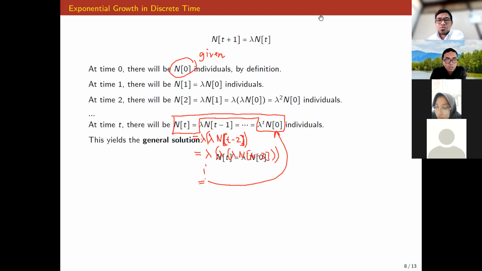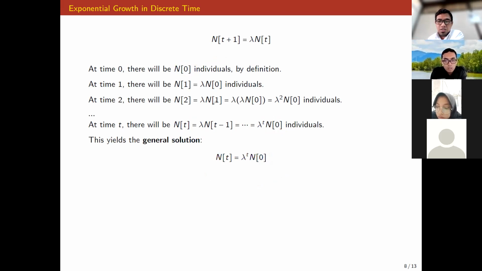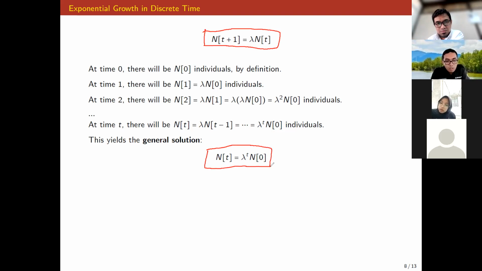Okay, I have to delete this again. So that's why we will have the general solution for this. This is the recursion equation, and this is the solution. This is the solution of these equations.